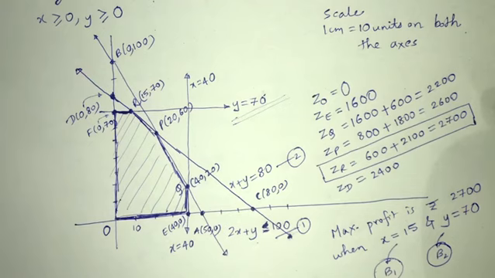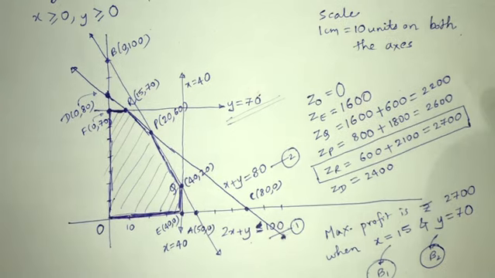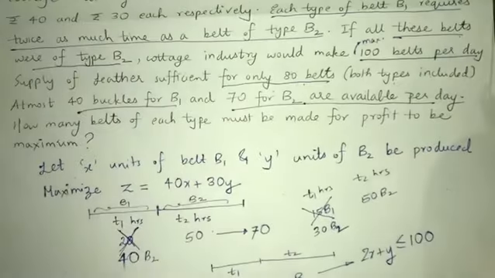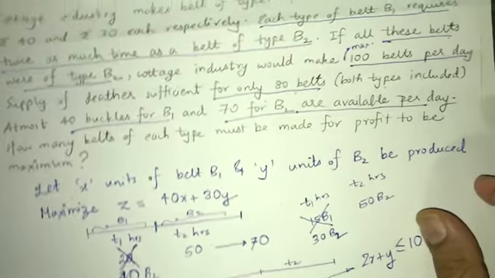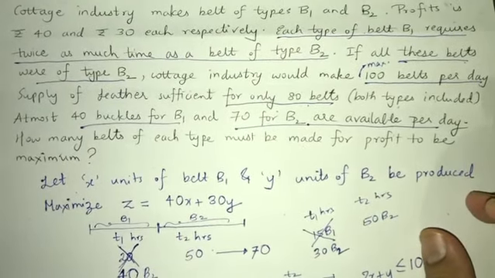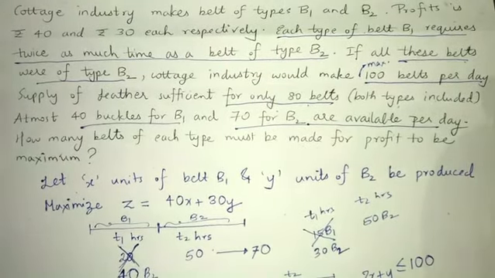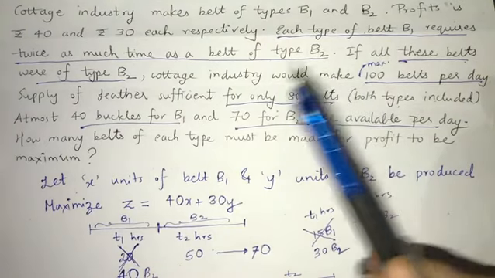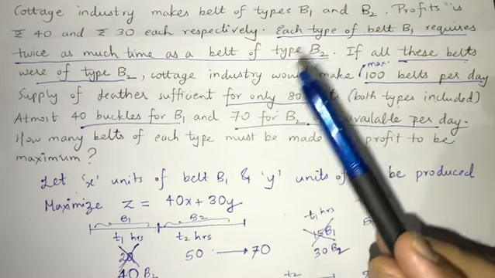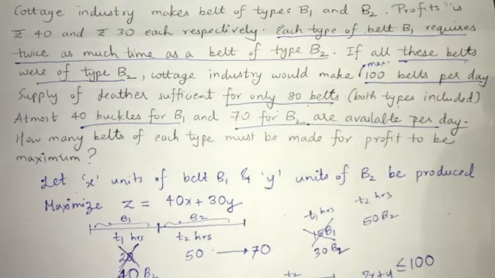Okay, this is the full solution for the problem. So we started from here. Understanding this was very difficult, but this statement is very important for the first constraint, 2x plus y less than or equal to 100. Rest all the constraints are easy.